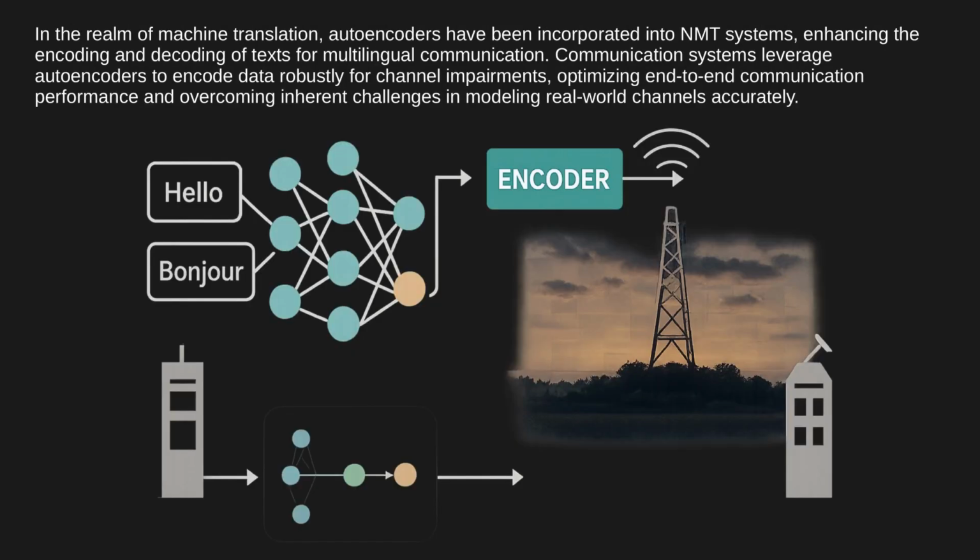In the realm of machine translation, autoencoders have been incorporated into NMT systems, enhancing the encoding and decoding of text for multilingual communication. Communication systems leverage autoencoders to encode data robustly for channel impairments, optimizing end-to-end communication performance and overcoming inherent challenges in modeling real-world channels accurately.